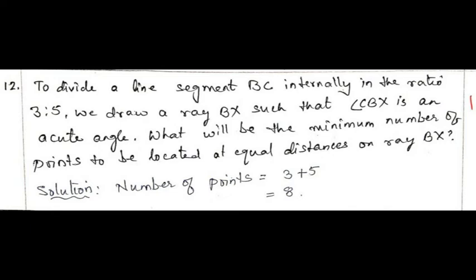Question number 12. To divide a line segment BC internally in the ratio 3:5, we draw a ray BX such that angle CBX is an acute angle. What will be the minimum number of points to be located at equal distances on ray BX? So since the ratio is 3:5, add 3 and 5, you get 8. 8 is the answer.